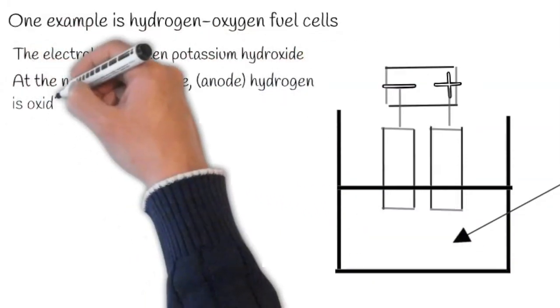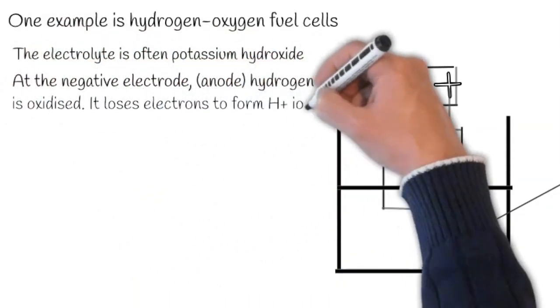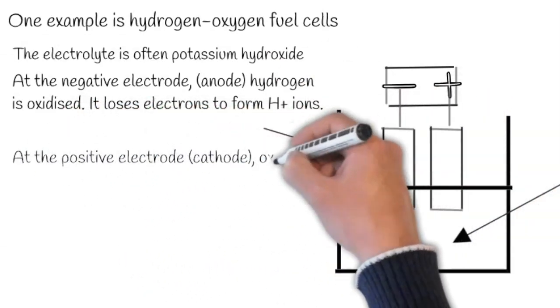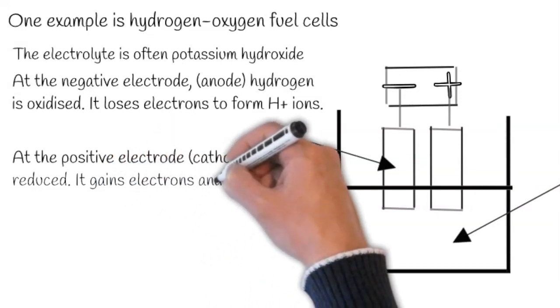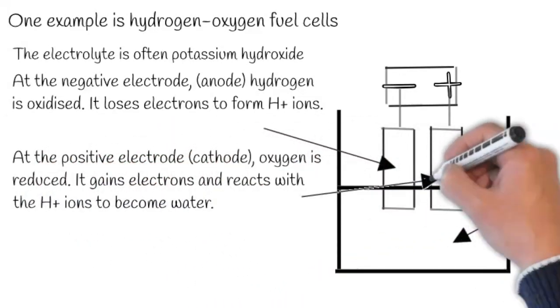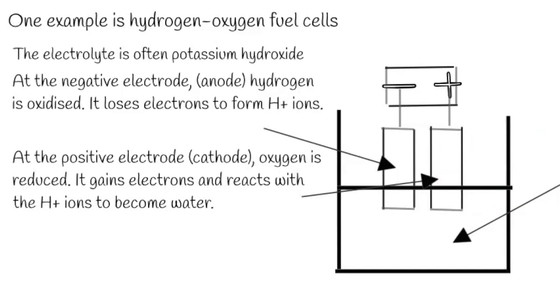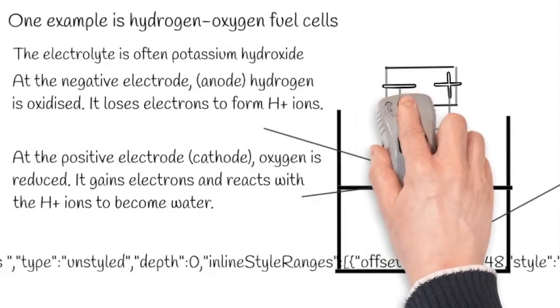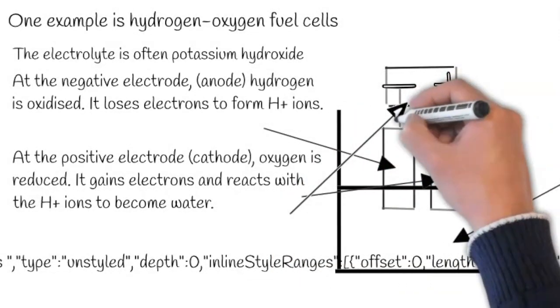At the negative electrode, hydrogen is oxidized. It loses electrons to form H+ ions. At the positive electrode, oxygen is reduced. It gains electrons and reacts with the H+ ions to become water. The electrons flow through an external circuit from the anode to the cathode. This is the electric current.